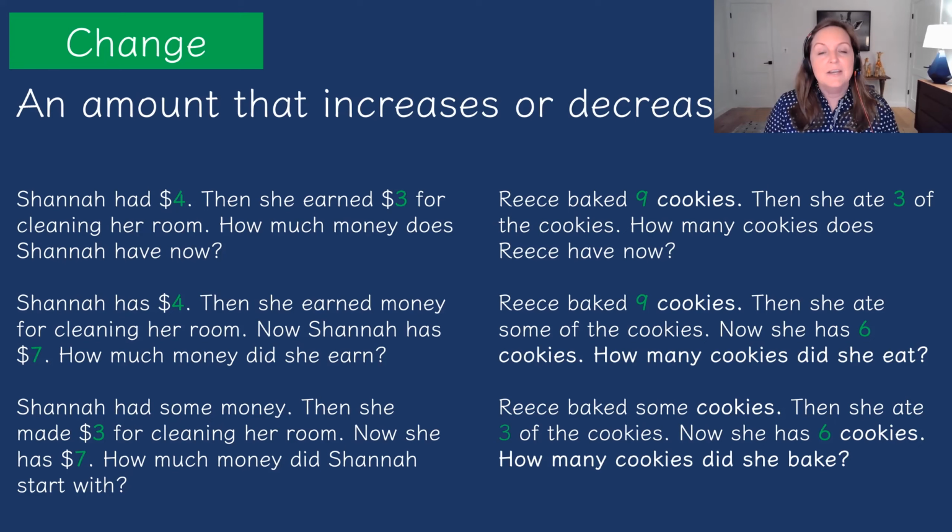On the right-hand side, we see change problems with a decrease. Reese baked 9 cookies, then she ate 3 of the cookies. How many cookies does Reese have now? In the second story, the change amount is missing. And in the third story, the beginning or start amount is missing. In all of these stories, there are 3 consistent things: a start amount, and something happens to either increase or decrease that amount, that's called the change. And that change then contributes to an end amount.